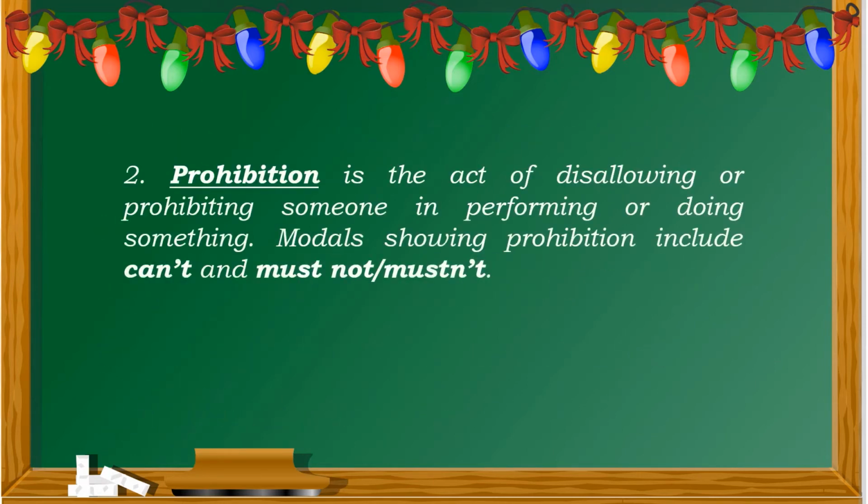Prohibition. When we say prohibition, it is the act of disallowing or prohibiting someone in performing or doing something. So prohibition is the opposite of permission. In permission, you are given the authority. You are being authorized to do something. You are allowed to do something. While in prohibition, you are disallowed. Hindi mo pwedeng gawin ang isang bagay. And in expressing prohibition, we may use the modals can't and must not or mustn't.